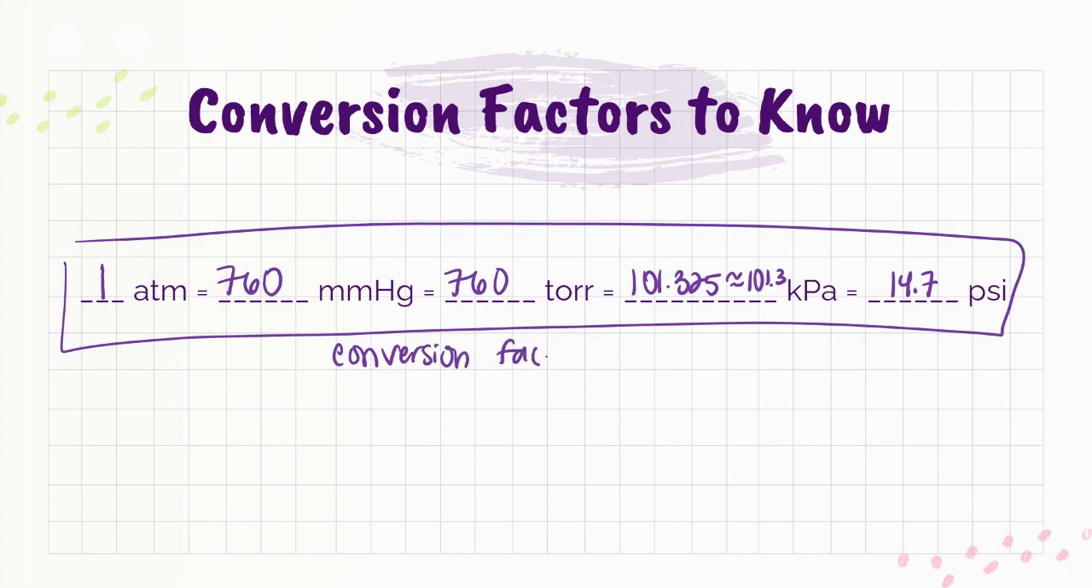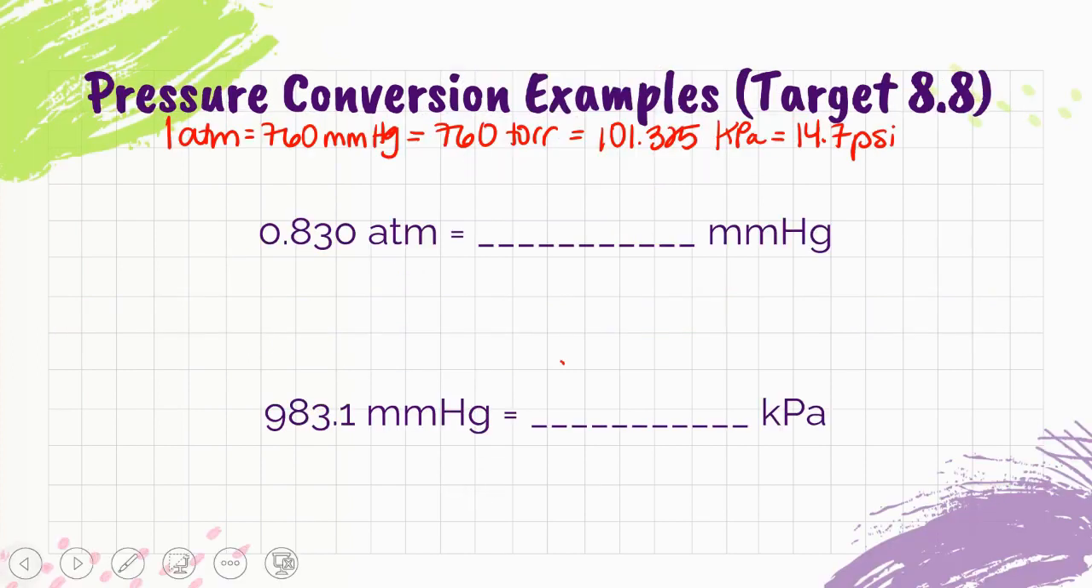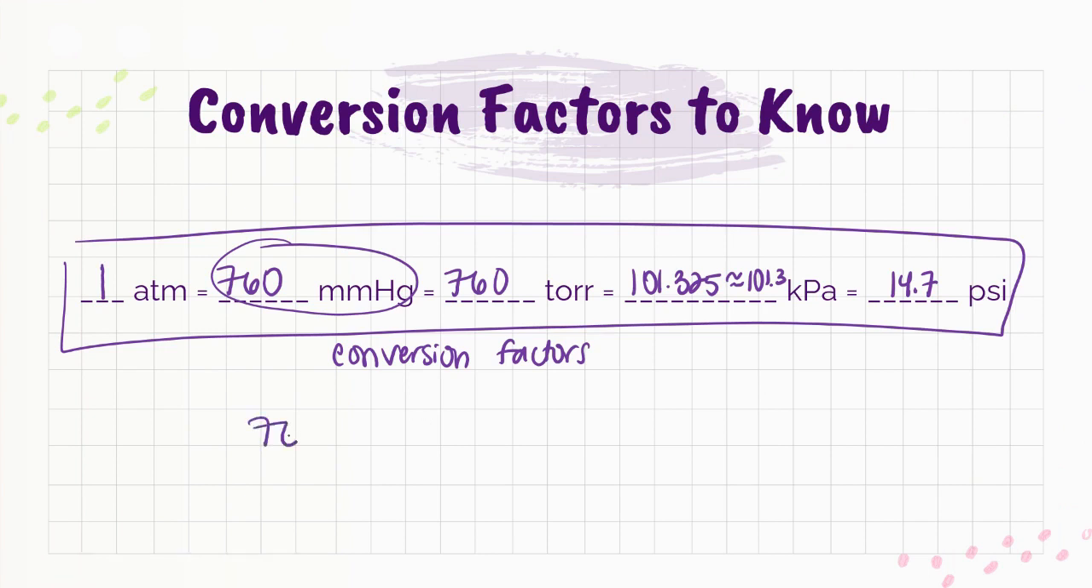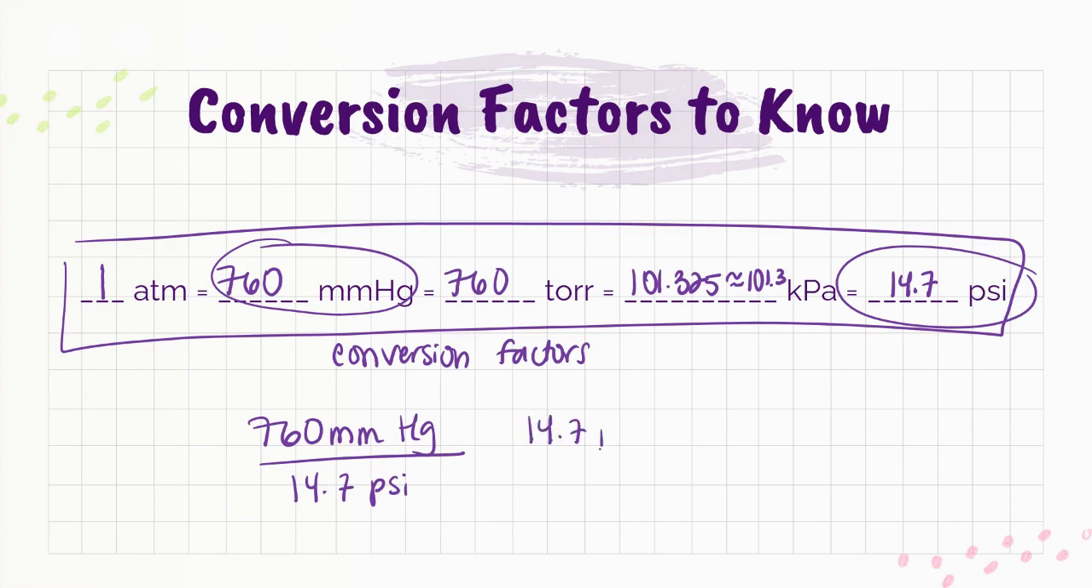And to use them, you can pick any two. They're all equivalent. So what I could do, if I wanted to, is look at 760 millimeters of mercury per, maybe I want to convert it to PSI, 14.7 PSI. And of course, since it's a conversion factor, you could flip it. 14.7 PSI is 760 millimeters of mercury, whatever way you need to use it to cancel out units.